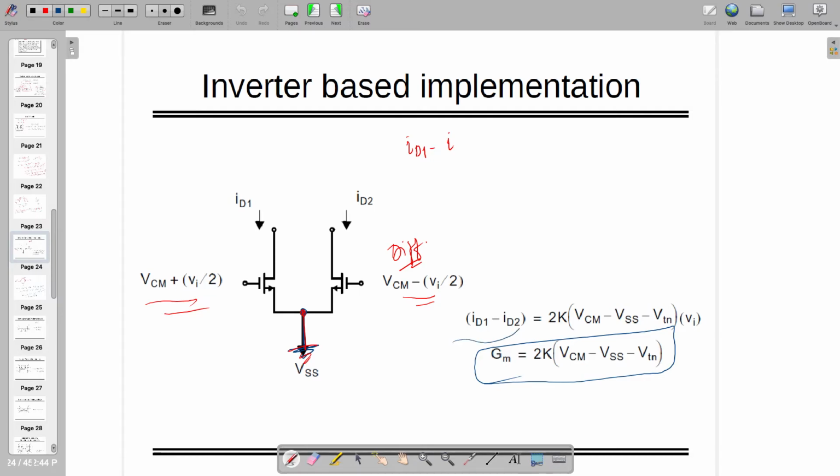From here you can find out that when these two quantities are in ratio, you are going to have GM. So here still there are some complicated things like VCM, or you can say VSS, VTN, all these things are there, but still they are constant. If you can maintain this constant term, there is no problem. However, in reality, constant DC is not possible, right? You will have some fluctuations.